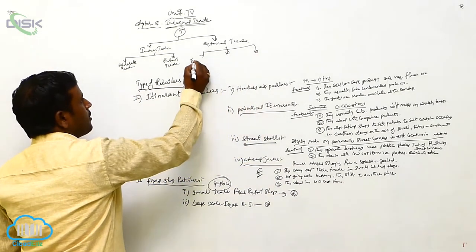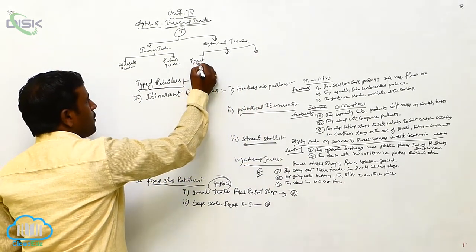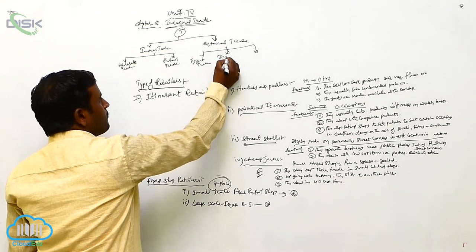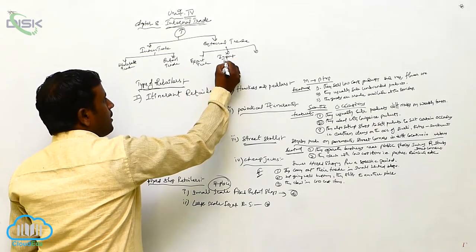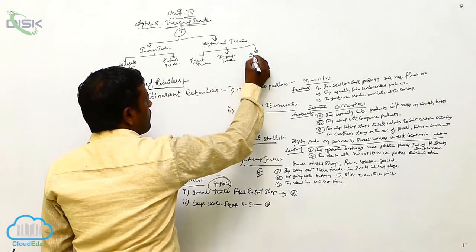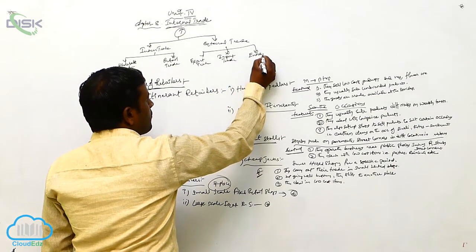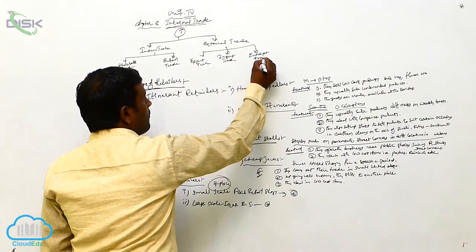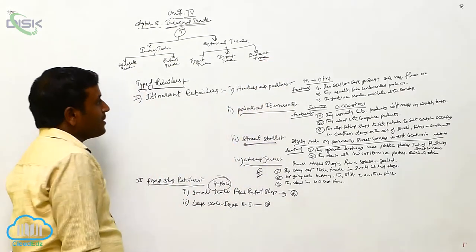In external trade, there are three types: export trade, import trade, and depot trade. Like that we have.